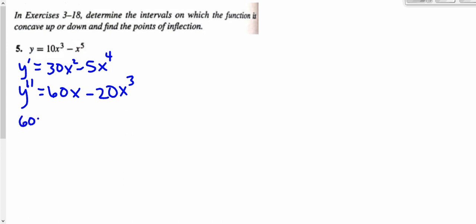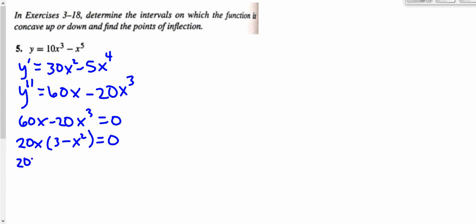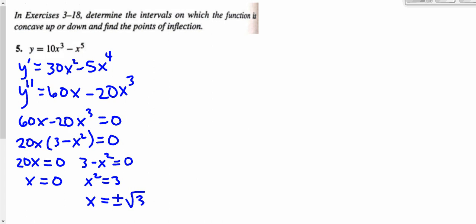So we have 60x minus 20x cubed equals 0. Let's factor 20x out of both terms, and we have 3 minus x squared as the other factor. Set each factor equal to 0. And we get x equals 0. We get x squared equals 3, so that one would give us x equals plus or minus square root 3. So here are the potential inflection points. We don't know that they're inflection points until we find the intervals and test them, but these are the numbers we're going to use to break the number line down into intervals.